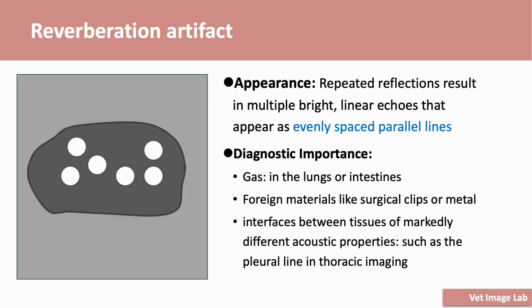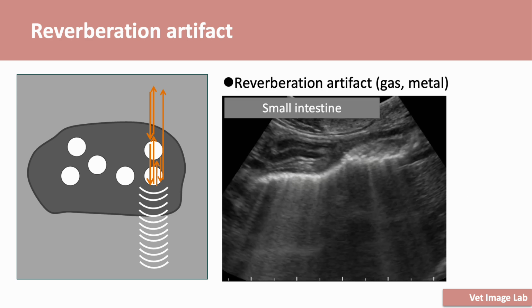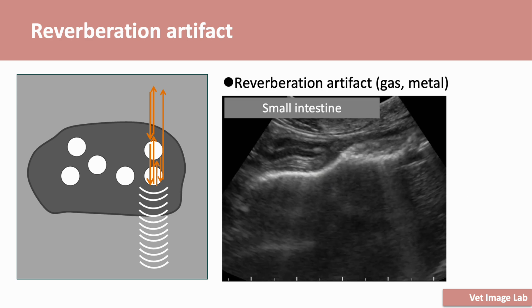Let's talk about reverberation artifact. In cases where there is a large amount of gas, like in the left image, ultrasound waves encounter gas bubbles and get reflected multiple times before returning to the transducer. These repeated reflections result in multiple bright, linear echoes that appear as evenly spaced, parallel lines. We see an example of this artifact in a gas-filled intestine.